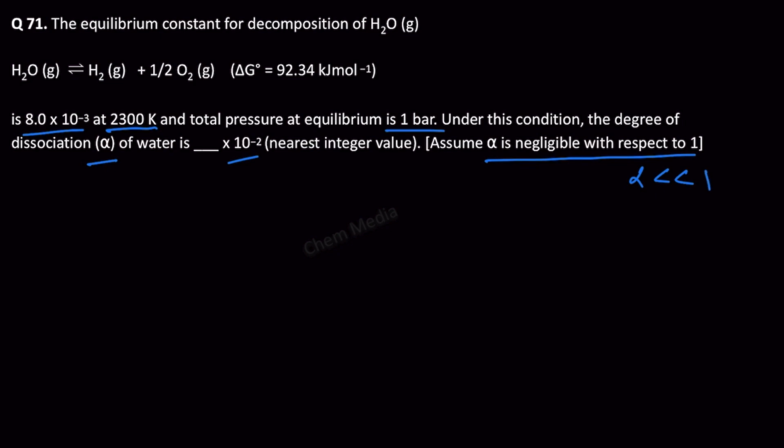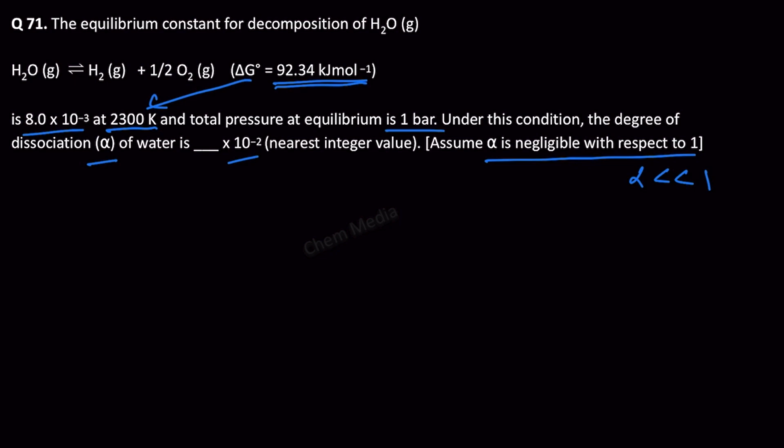The delta G value is given as positive. Even at this temperature, if the delta G value is highly positive, what it means is that the reaction is highly non-spontaneous. That's what it means. Other than that, we are not going to use the delta G value here.